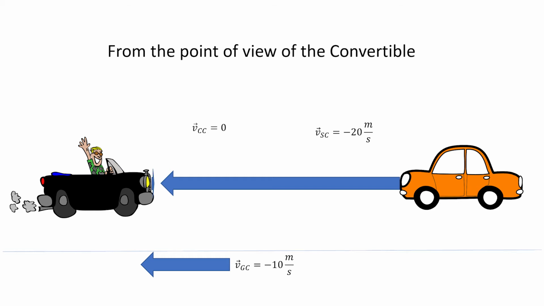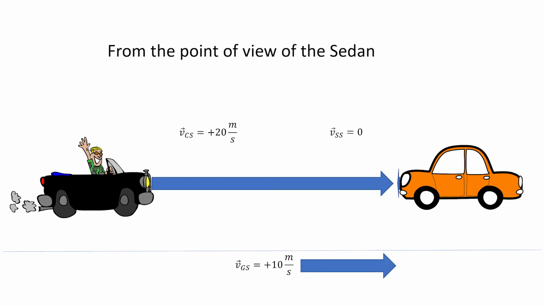We could swap it up and take it from the sedan's perspective too. Now from the sedan's perspective, the guy in the convertible is going 20 meters per second to the right. And now the ground is rushing toward him at 10 meters per second. These are all equally valid viewpoints, and the numbers are totally different.